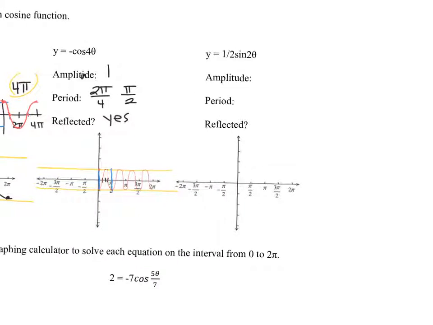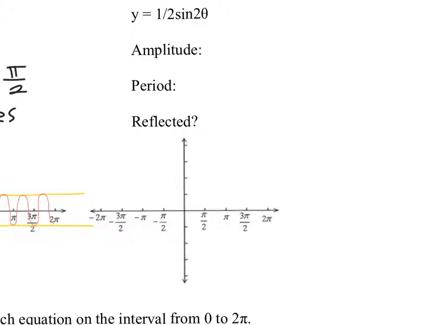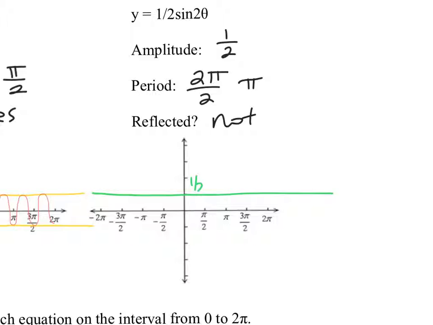So, this is a sine function. So the sine function is going to have an amplitude of a half. The period is 2 pi over 2, so that's just pi. And it's not been reflected. So I'm going to go up a half. I'll call this a half. This is 1. Down a half. And remember, it's a sine function. So sine starts at 0 and goes 0, max, 0, min. 0, max, 0, min.